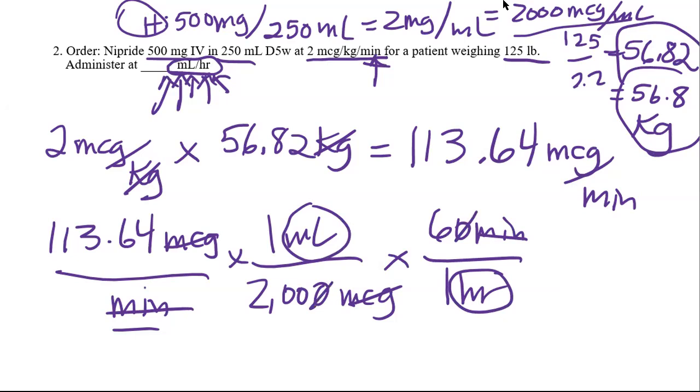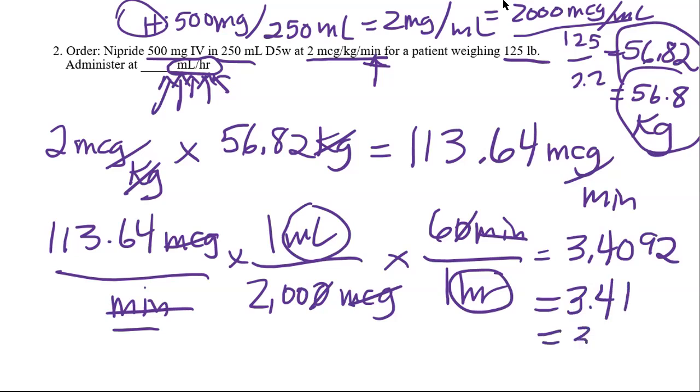So 113.64 times 6 divided by 200. And what you get out of that is going to be 3.4092, which is 3.41. It could be 3.41, or it could be 3.4. And that's your answer. That's how many milliliters per hour you want to do.